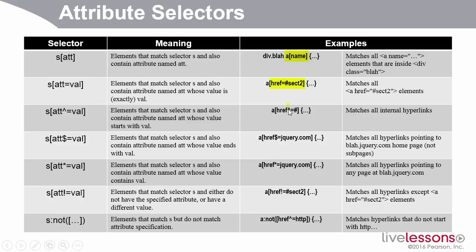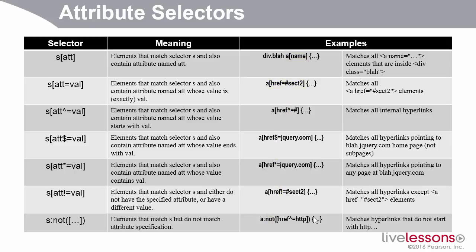Or suppose I want to look for all internal hypertext links in the page. Remember that they always start with, the caret, the little up arrow thing, means start with, they always start with a #. So I could say starts with #. I could say end with. Find all hypertext links that end with jQuery.com, or that contain jQuery.com, or that are not, and here's another way of doing not, some particular value.